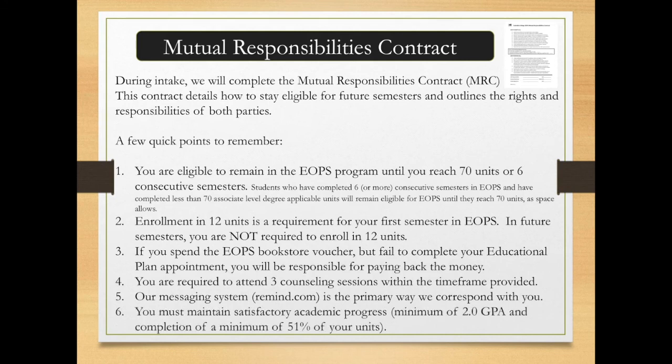And then number 6, you must maintain satisfactory academic progress. So we hold you responsible for being a successful college student. So you have to have a minimum GPA of 2.0 each semester and complete a minimum of 51% of your units. Which always leads to the question, what if I don't?